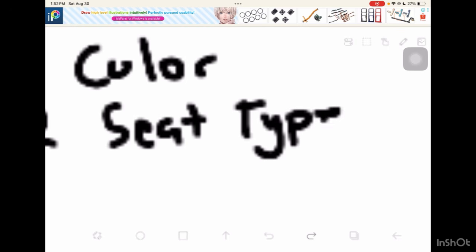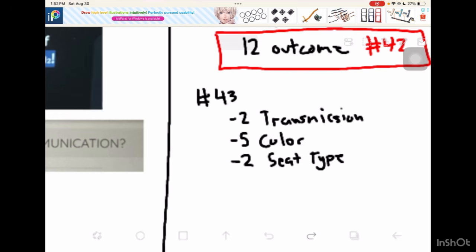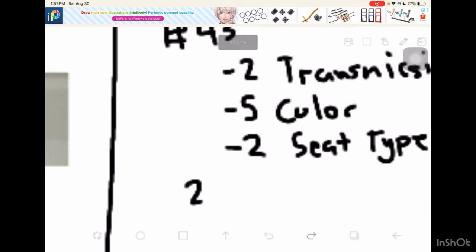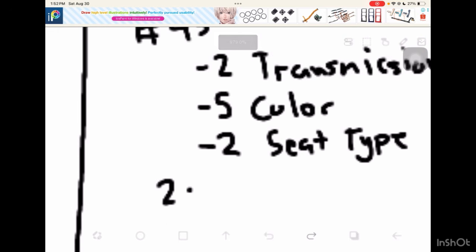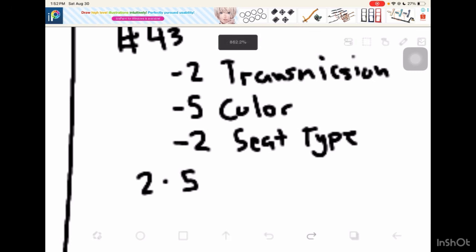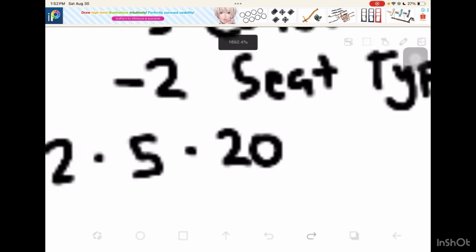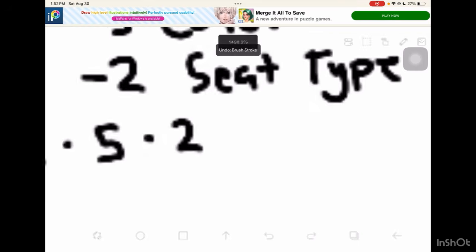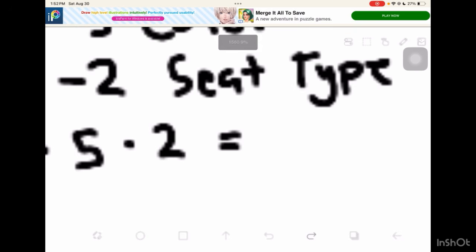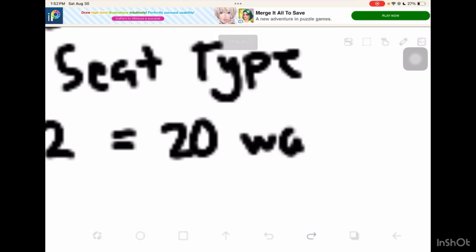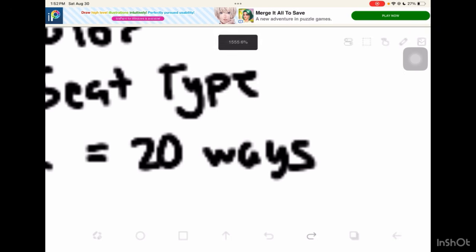Like the fundamental counting principle, we have multiple steps of choosing a car. So we have 2 ways of choosing its transmission, so that's 2, and then 5 ways of choosing its color, times 5, then 2 types of seat configuration, times 2. That's equal to 20. So 2 times 5 times 2 is 20 ways to choose the car. And that is our answer for number 43.